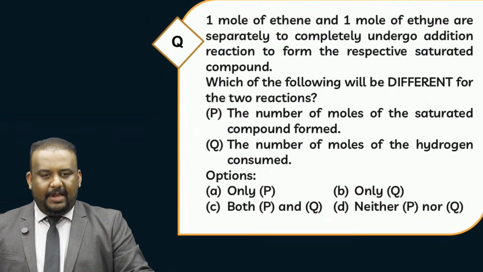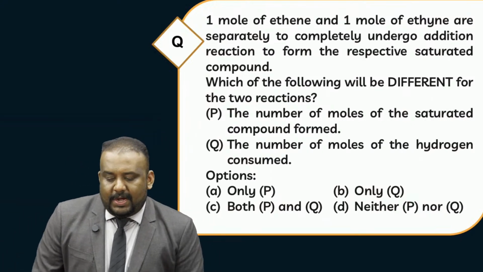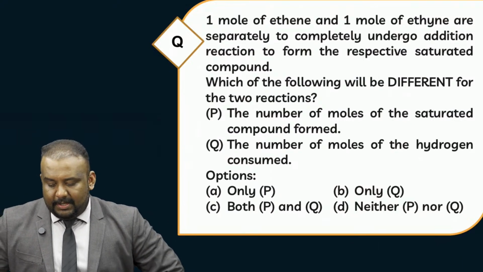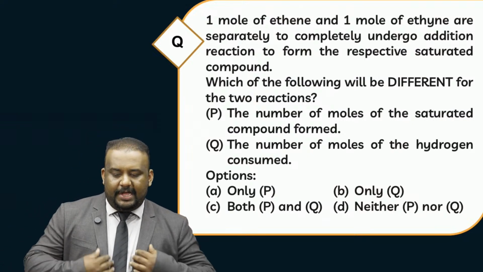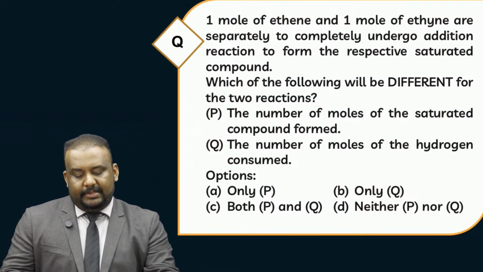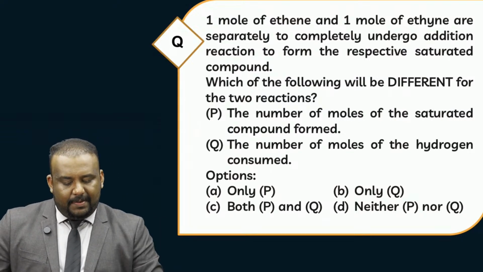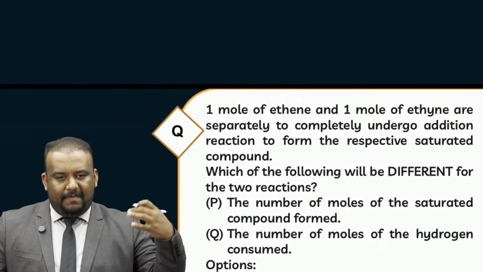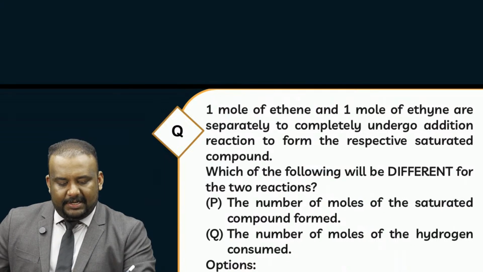1 mole of ethene and 1 mole of ethyne are separately made to completely undergo addition reaction to form the respective saturated compound. Which of the following will be different for the 2 reactions? Okay, to understand that question, let me write an equation there for clarity.